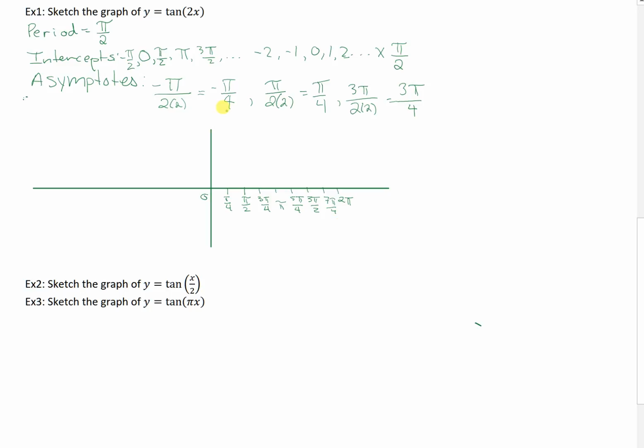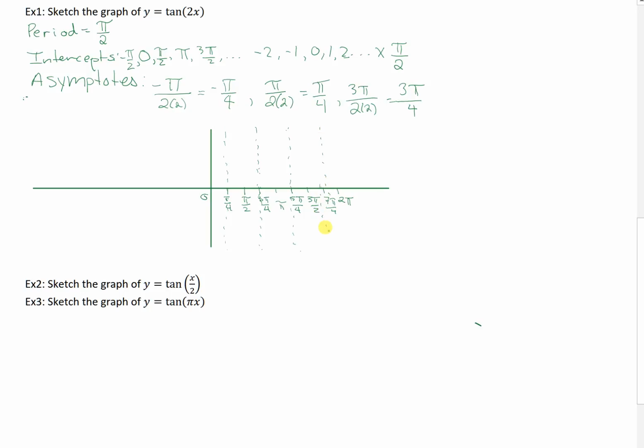So my asymptotes are the multiples of pi on 4 that aren't pi on 2's. Of course, you'll get out a nice ruler and draw these dotted lines on. I'm going to do the best that I can. So at pi on 4, drawing on an asymptote, then again at 3 pi on 4, 5 pi on 4, 7 pi on 4.